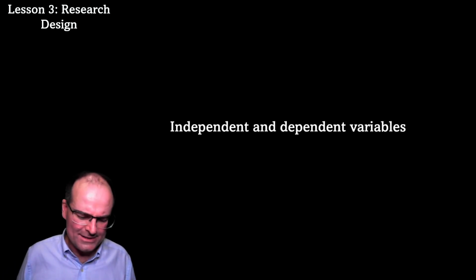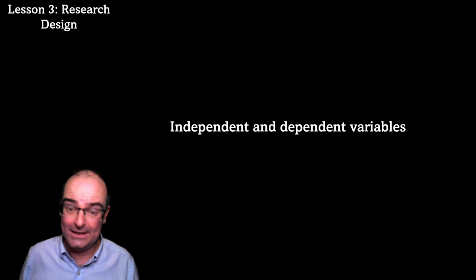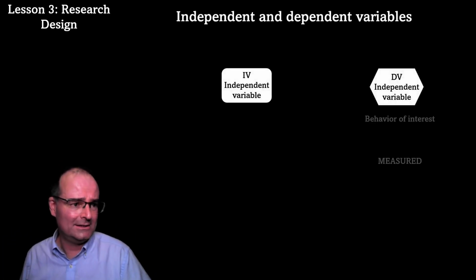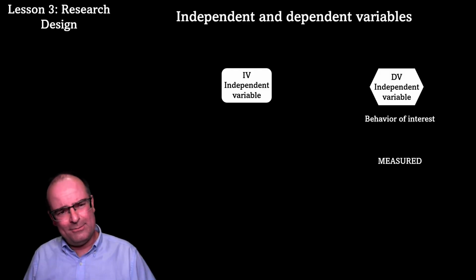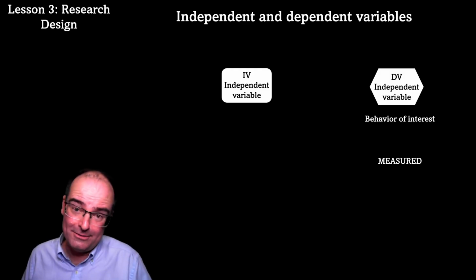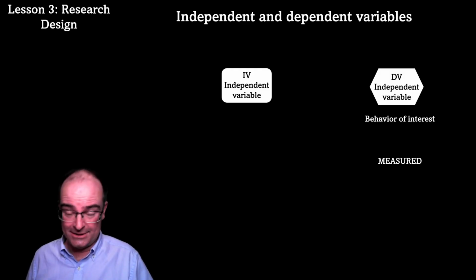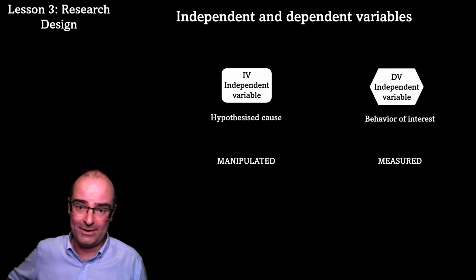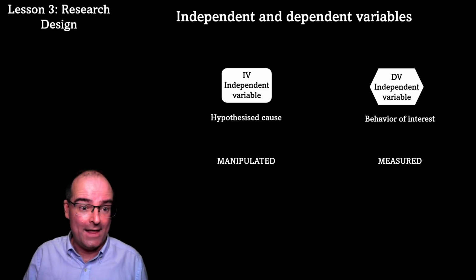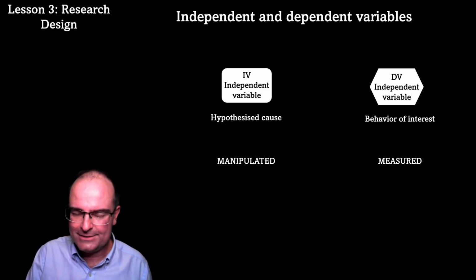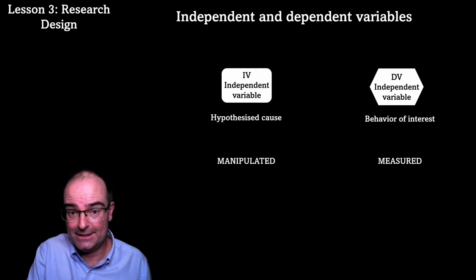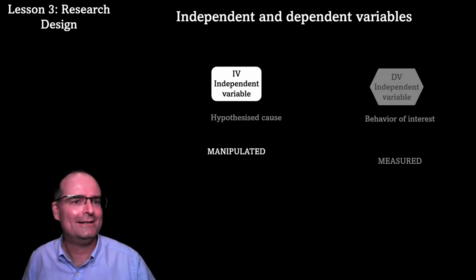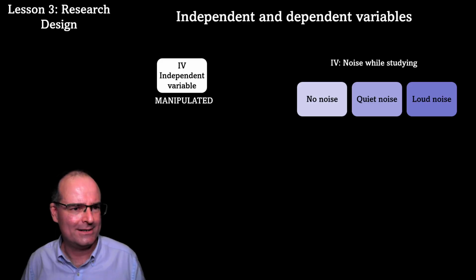To talk about the other research designs, I need to now define independent and dependent variables. And it's not as hard as it sounds. The dependent variable is the behavior of interest. It's what you're measuring. You're measuring the dependent variable, sometimes called a DV. The independent variable is the hypothesized cause. And that's what, ideally, you can't always do this, but ideally you manipulate the independent variable, okay? And I've got various shapes for them, which I'll keep consistent to hopefully help you understand.